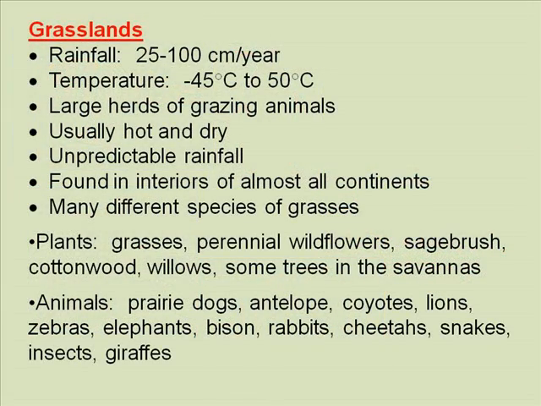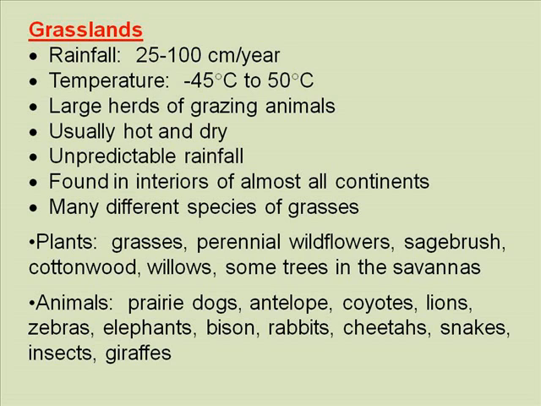The last land biome would be your grasslands. Here the rainfall is anywhere from 25 to 100 centimeters per year. And the problem with this rainfall is that it is very unpredictable. You can go long periods of time with very dry conditions, and then all of a sudden you'll have monsoon-like rains. Temperatures here can range from below 0 to about 50 degrees Celsius, depending on which grasslands we're discussing.